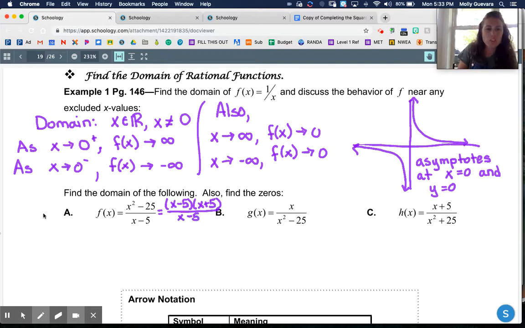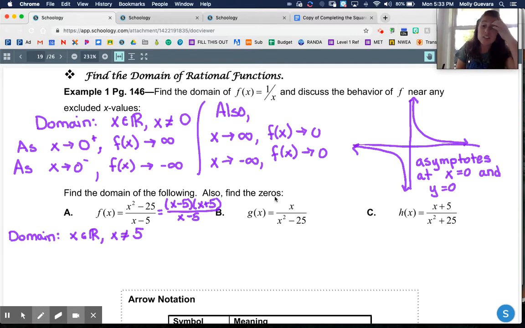Okay, so it wants me to find the domain. So in this case, my domain is x is in the set of all real numbers, but x cannot equal anything that makes the bottom 0. Well, the only value that would make the bottom 0 here is positive 5. Right? I'm not allowed to have 5. If I have 5, then the bottom is 0, and it's no good.